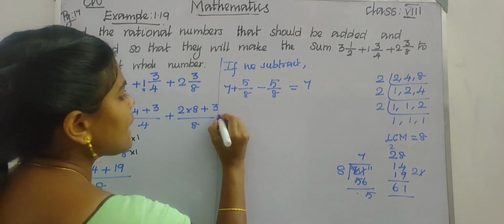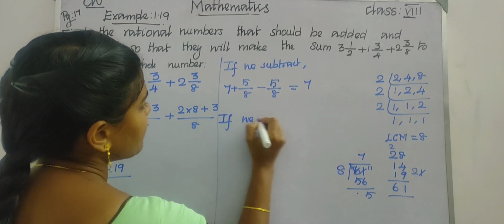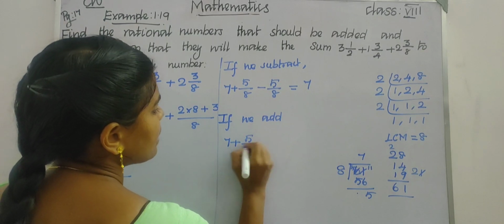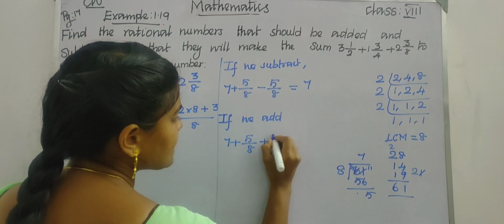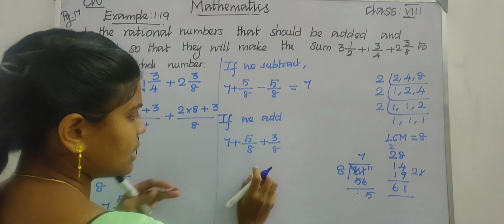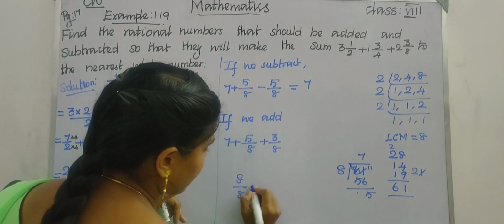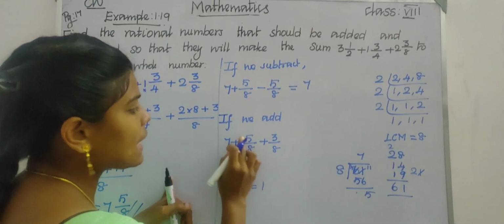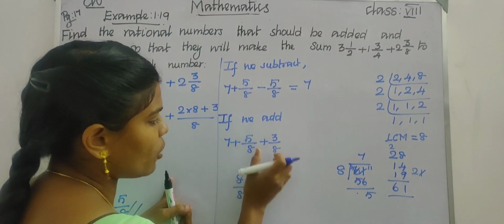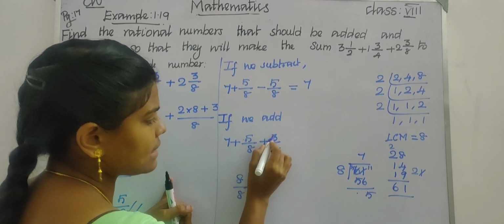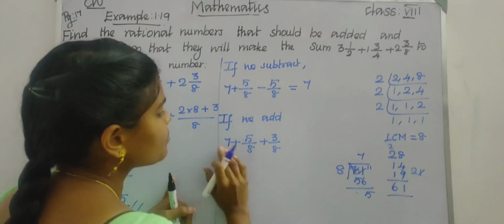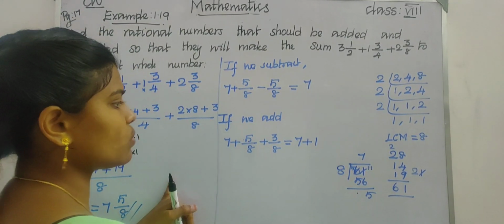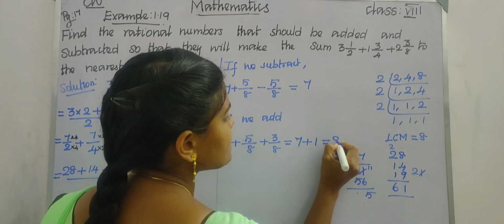Okay. So while adding, what will you do? If we add 7 plus 5 upon 8, okay, plus 3 upon 8. Okay. See, 8 upon 8 means we will get a whole, right? 1. So children, it is one full part, right? So that I am adding to get the 8 upon 8. Okay, so 5 plus 3, it is 8, right? 8 upon 8. So that we will get the answer as 7 plus 1. Okay, 7 plus 1. So the answer is 8.